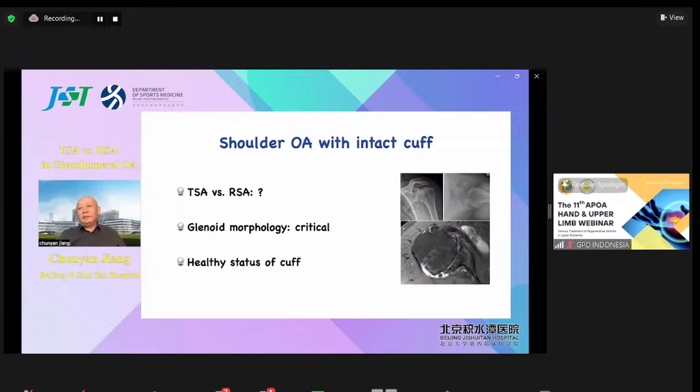And in the evaluation of the cuff, although the cuff can be continuous on the MRI, sometimes the quality of the cuff is in doubt. Sometimes it seems to be thin on the MRI images, or with fat infiltration of the cuff, although there's no cuff tear. All these pathologies should be taken into consideration during our decision making.